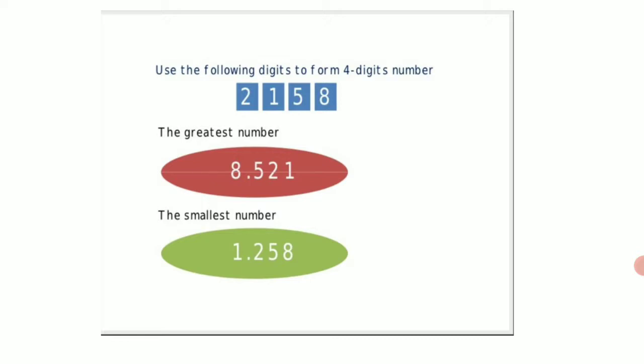And when we reverse this number children, we get the smallest number. That means when you have already formed the greatest number and you come in a backward direction, that becomes the smallest. Here the greatest number is 8521 and now we start moving backwards: 1, 2, 5, 8. That will become your smallest number. So the smallest number is 1258 and the greatest number was 8521.